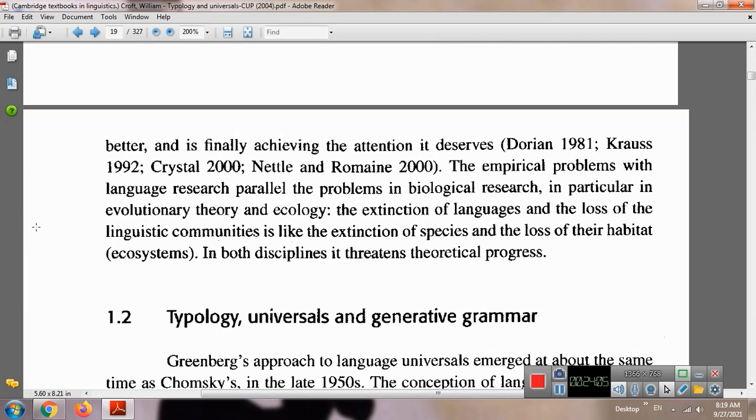The empirical problems with language research parallel the problems in biological research, in particular in evolutionary theory and ecology. The extinction of languages and the loss of linguistic communities is like the extinction of species and the loss of their habitat or ecosystems. In both disciplines, it threatens theoretical progress.